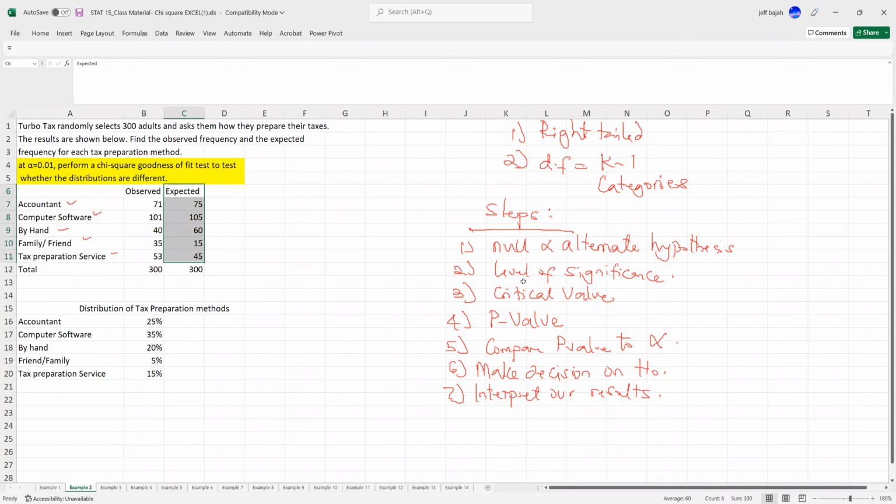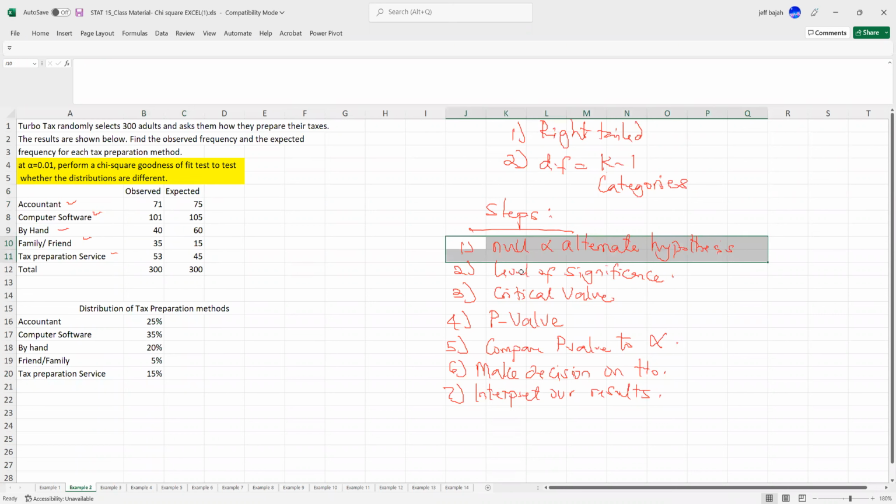So remember, what they're asking us is, are the distributions different? So is your observed different from what is expected? We can see the numbers are slightly different, but are they significant at 1%? And so that's what really counts. So let's take it step by step.